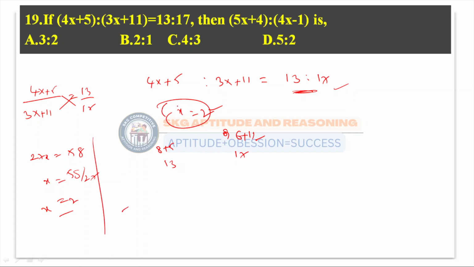But you can also use the trial and error method, whether you are getting this equation or you can also solve like this. So my x value here is 2. So 5 into 2 plus 4, 4 into 2 minus 1. That will be equal to 14 is to 7, which will be 2 is to 1. So the answer for this particular problem will be 2 is to 1, which is presented in option B. This question comes under the ratios and proportions topic.